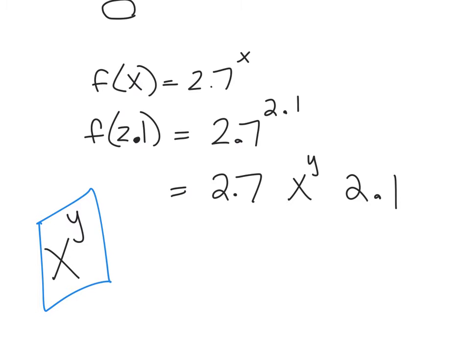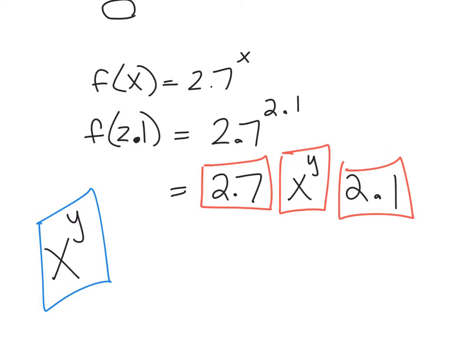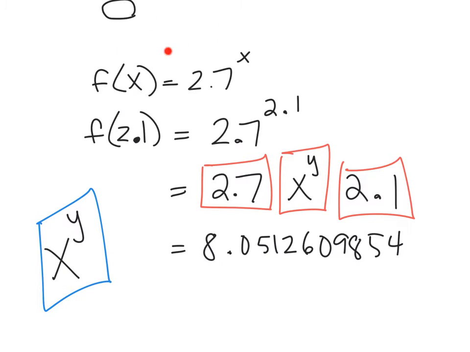I don't know how to indicate that, like there's a button there and there. That's what you're going to type in to your calculator. So in my case, 2.7 x^y 2.1. And when I do that, I get this god-awful, horrible, long answer: 8.051260985, etc., etc., etc. But the directions up here say round to the nearest hundredth.